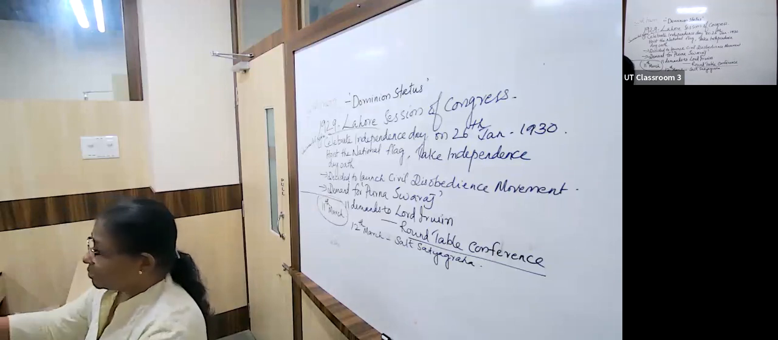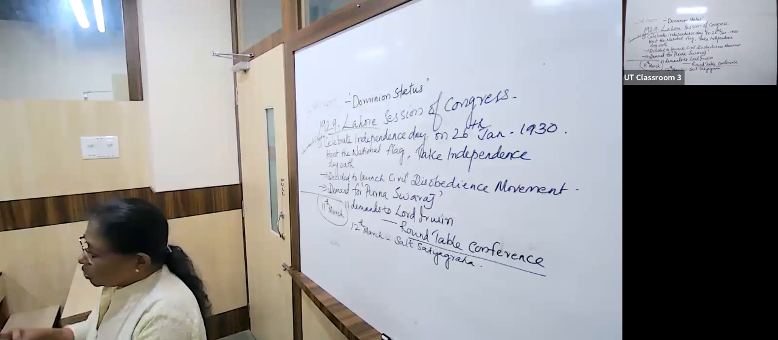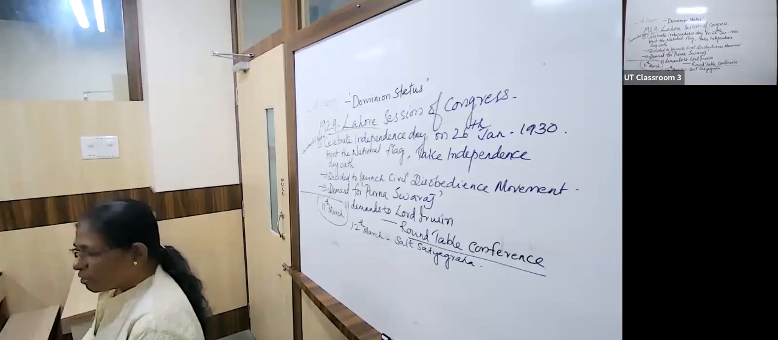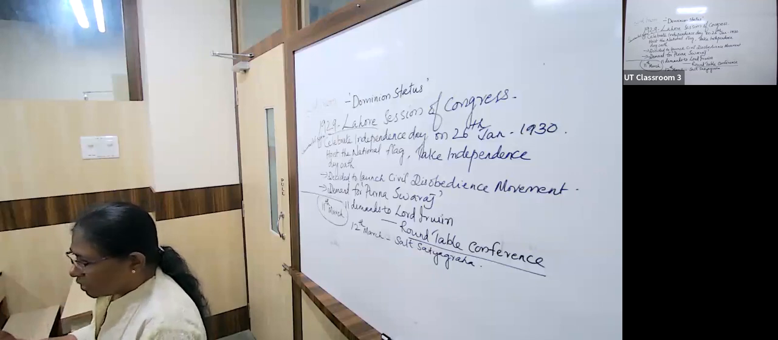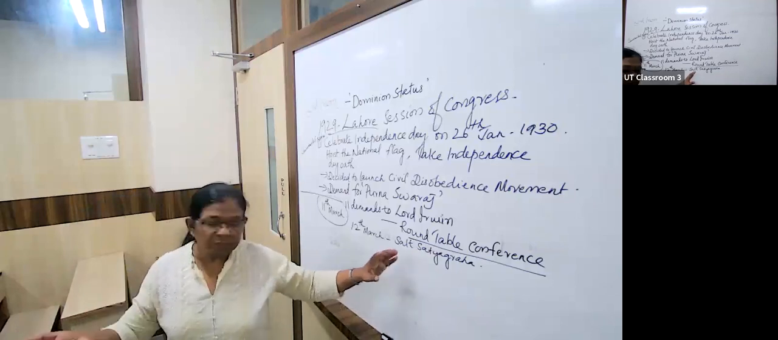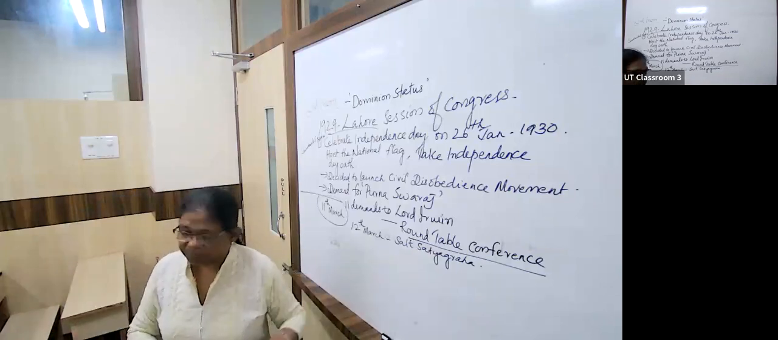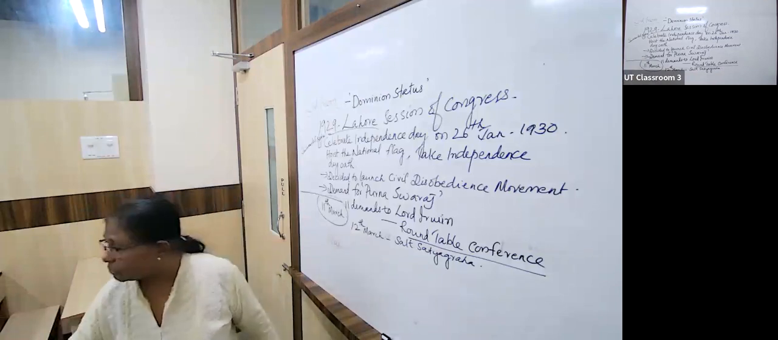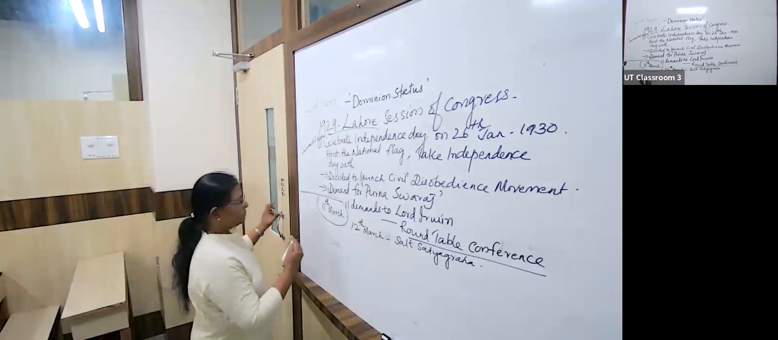Gandhiji thought that it can unite all the people. So he took salt as the symbol for non-cooperation. Got it? Clear? I am not writing about it. Why he took salt. Now, how this march, the Dandi March, you have heard about the Dandi March?